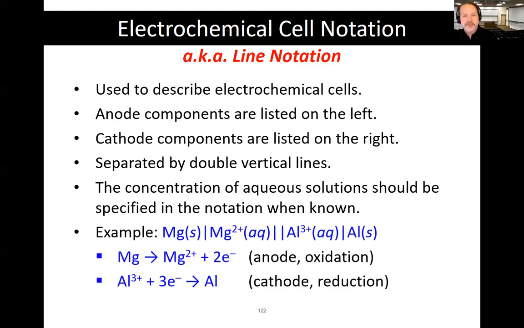Here's a simple example. Manganese solid with a manganese aqueous, whoop, no concentration given there. But we put a line in between when these two species are switching phases, going from solid to aqueous. If they're both aqueous, we just put a comma in there, and I think I have an example of that. The double bar represents the salt bridge. And then on the other side, we see the reduction that's taking place. Anode, oxidation on the left, cathode on the right.